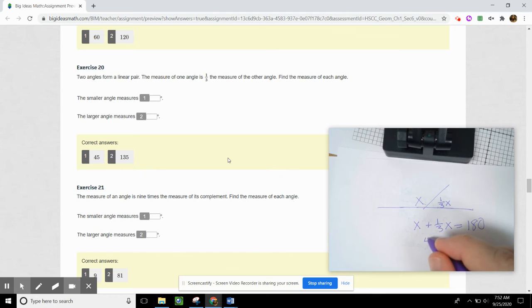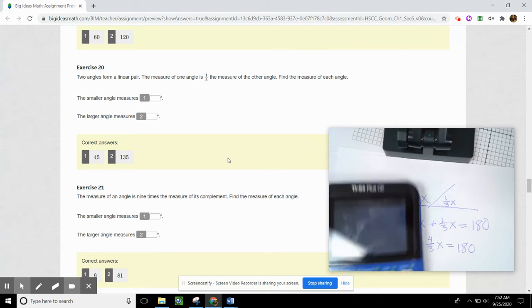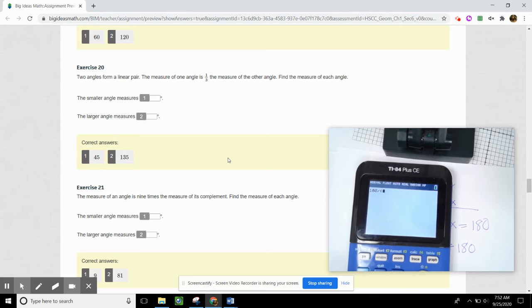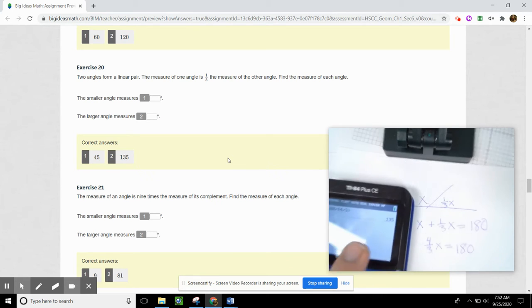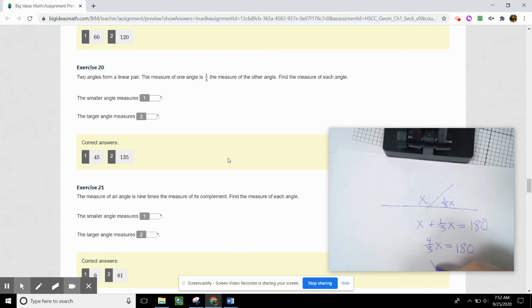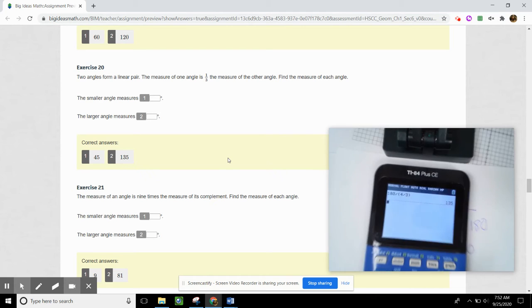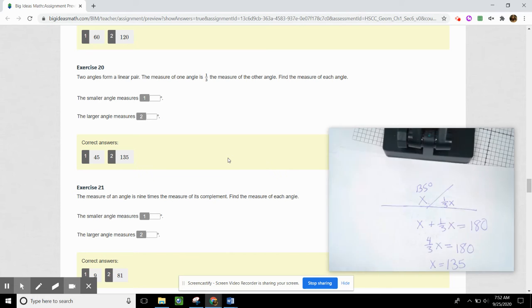1 1/3 or 4/3 x equals 180. If we divide by 4/3, just be careful how you type that in. 180 divided by parentheses 4/3 gives us 135. So x equals 135. That's the bigger angle. And 1/3 of that, 1/3 times 135 is 45.